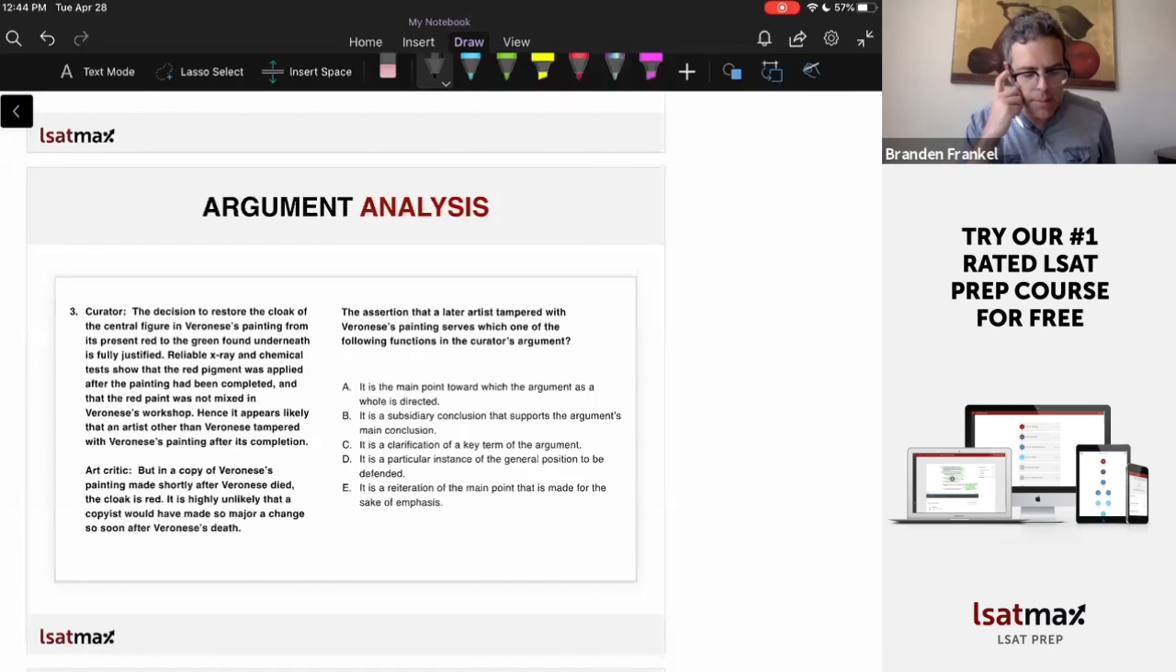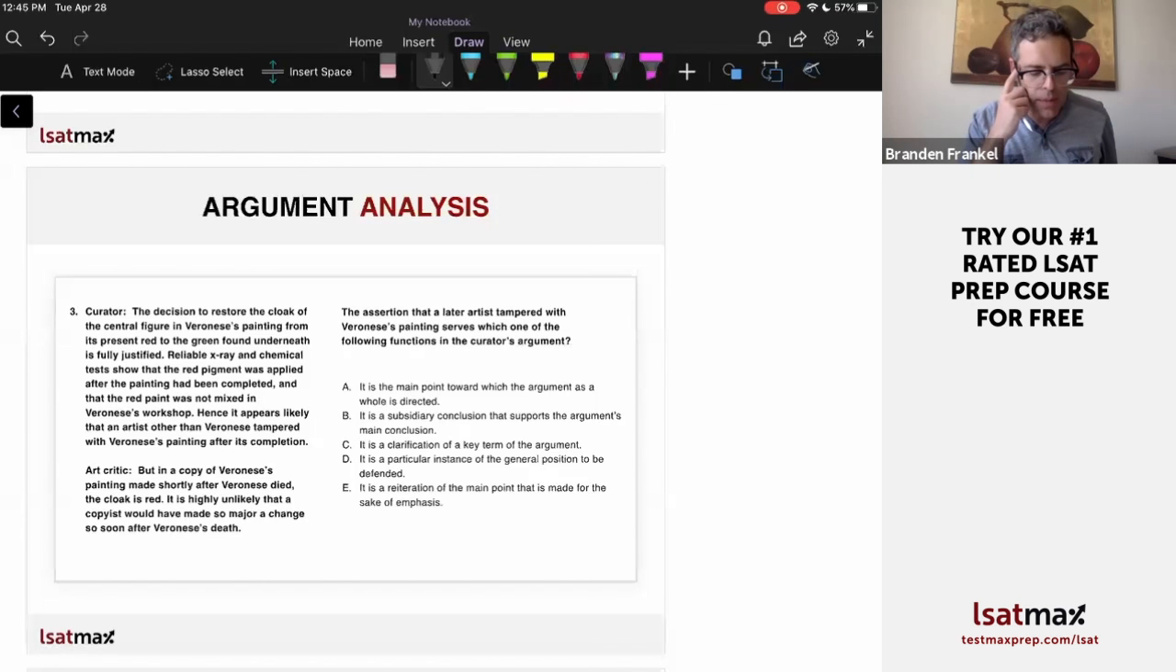Reliable X-ray and chemical tests show that the red pigment was applied after the painting had been completed and that the red paint was not mixed in Veronese's workshop. Hence, it appears likely that an artist other than Veronese tampered with Veronese's painting after its completion.